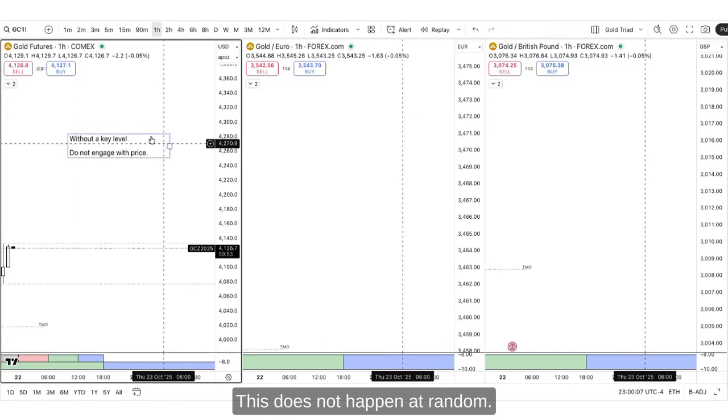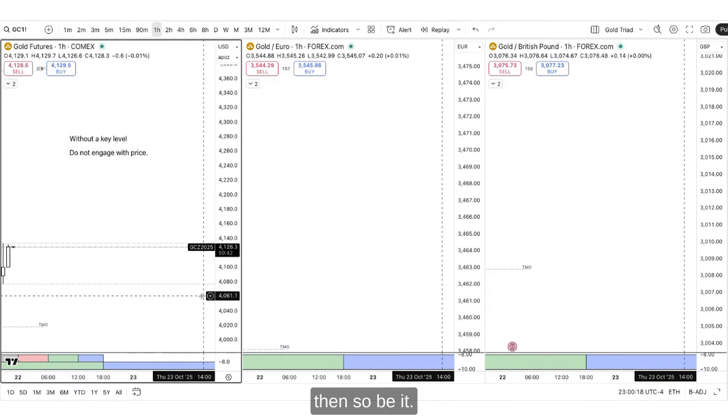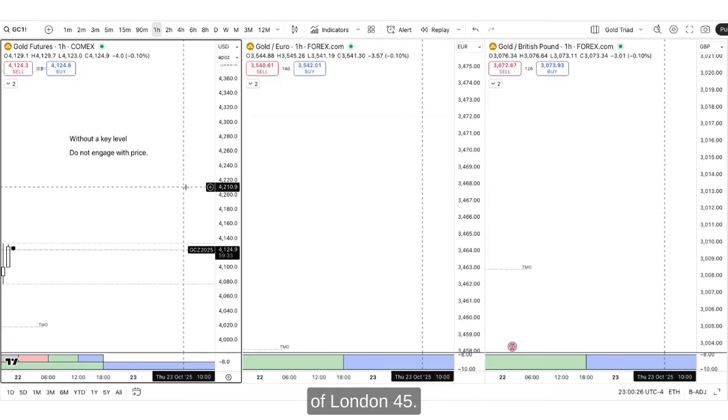Okay, this does not happen at random. These key levels are taken out at these specific times, and it's super important that you do not engage unless you've taken out those key levels. If it happens after, then so be it. You look for a model during London, later on in London or New York or whatever. Okay, so that is the basis of London45.